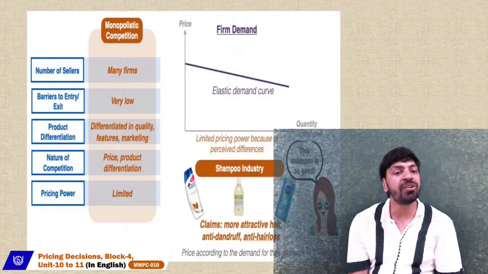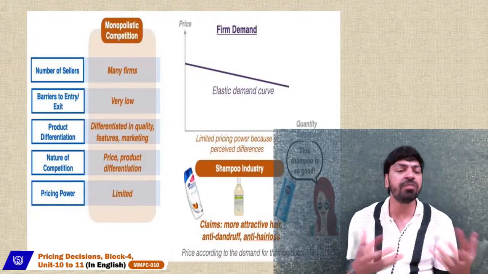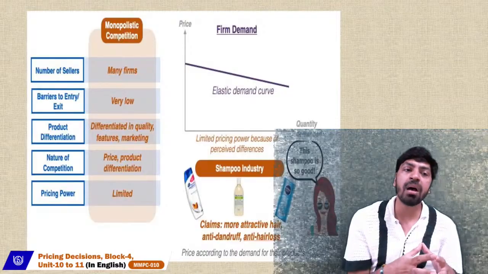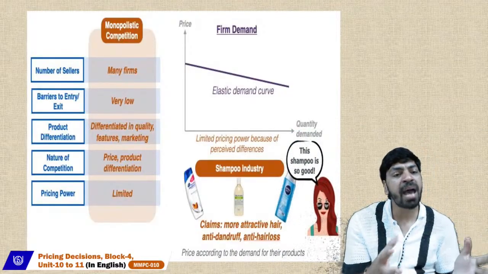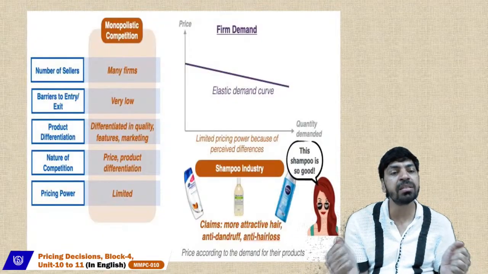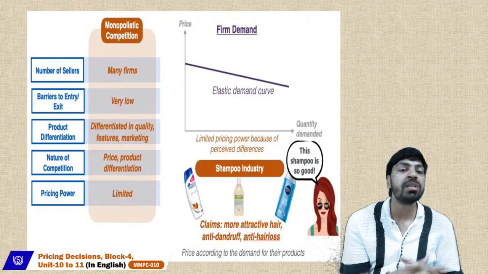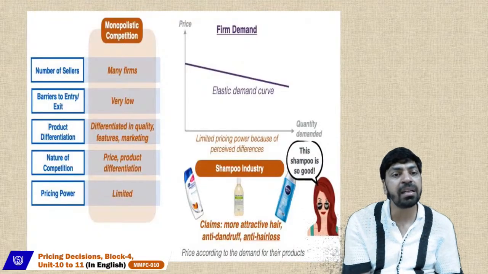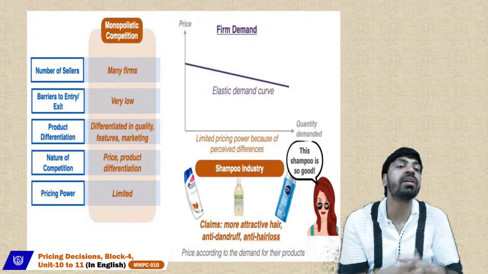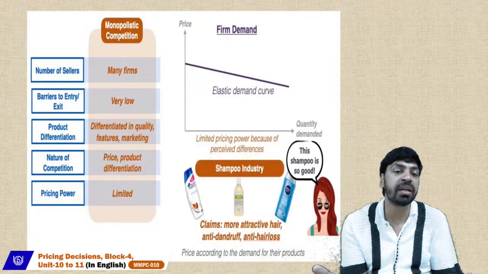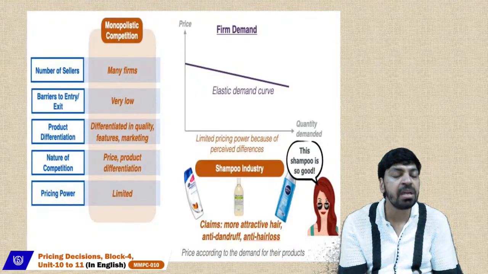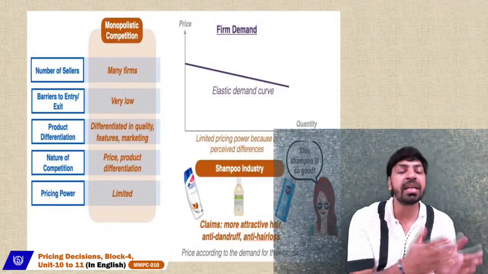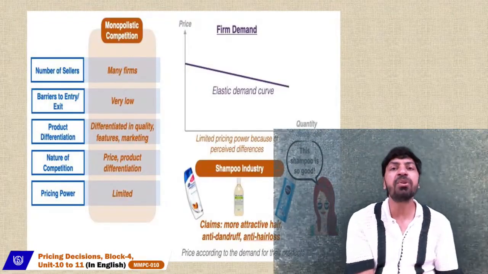Next one is barriers to entry and exit. There are very low barriers, as they have full freedom to enter and exit a market. There are no restrictive barriers imposed on the sellers' entry or exit. There is no hurdle to be faced by the sellers. After all, one of the features is that there are no such barriers. With very low barriers, the sellers could easily manage and adjust to enter and exit the market. Next one is product differentiation.